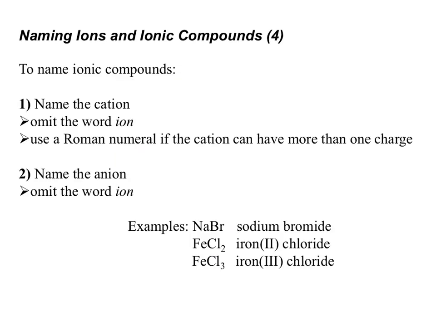So just in writing now, to name ionic compounds, first you name the cation and omit the word ion. So when you have a potassium ion, it's just potassium. And then use a Roman numeral if the cation can have more than one charge, as mentioned earlier. And then finally name the anion and omit the word ion. So examples, NaBr is sodium bromide. FeCl2 is iron 2 chloride as opposed to FeCl3, which is iron 3 chloride.